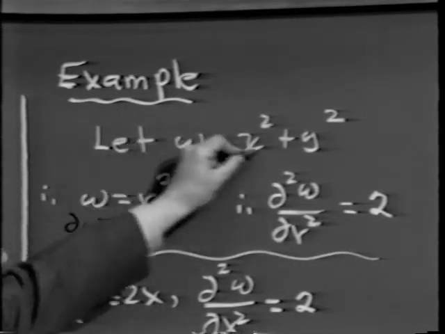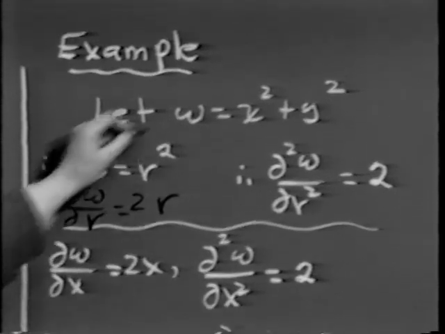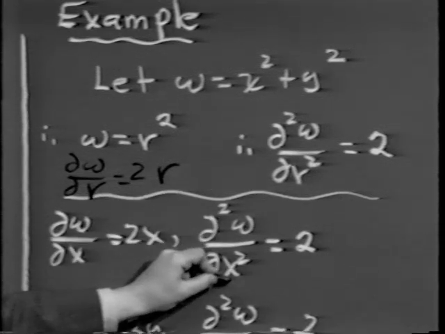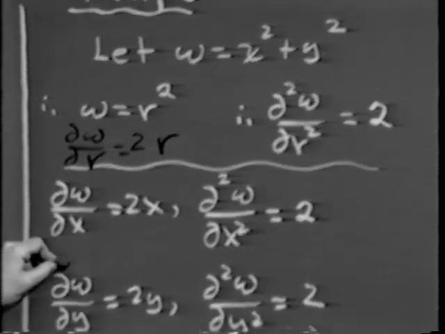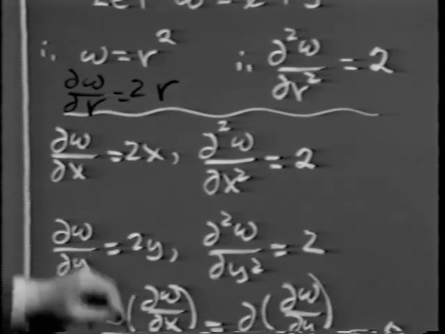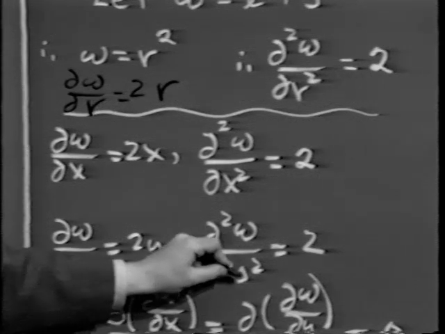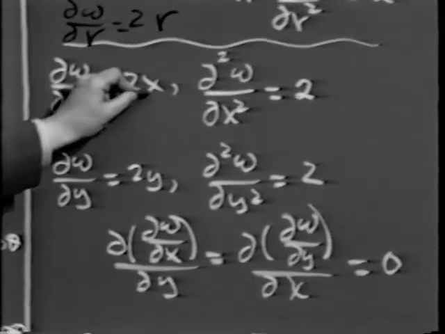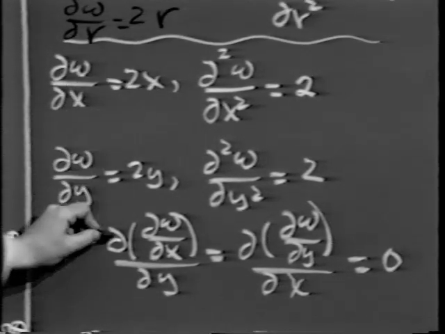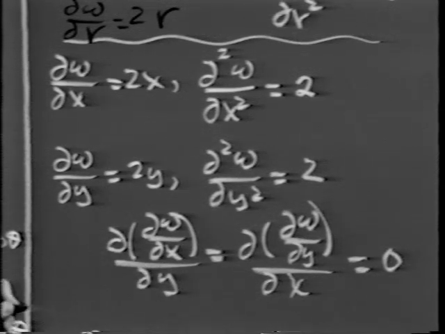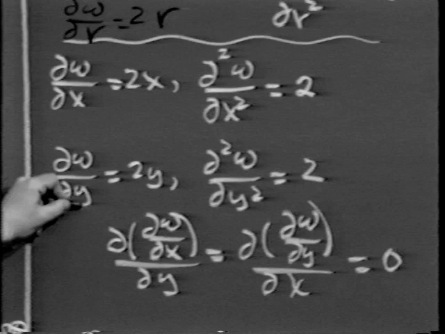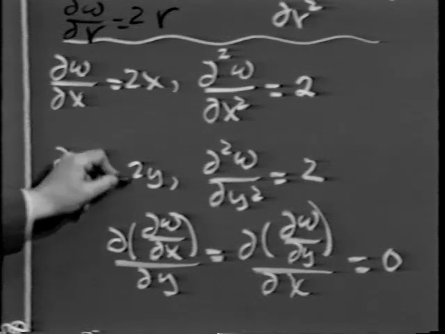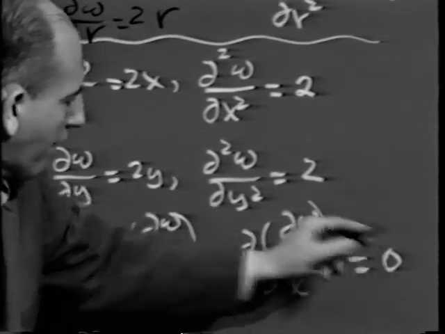At any rate, going back here, notice that it's very simple to see from this equation that the partial of w with respect to x is 2x. Therefore, the second partial of w with respect to x is 2. The partial of w with respect to y is 2y. Therefore, the second partial of w with respect to y is also 2. The partial of w with respect to x is a function of x alone in this case. Consequently, the derivative with respect to y will be 0. Similarly, the partial of w with respect to y is a function of y alone. Consequently, when I differentiate that with respect to x, meaning I'm holding y constant, that derivative will also be 0.